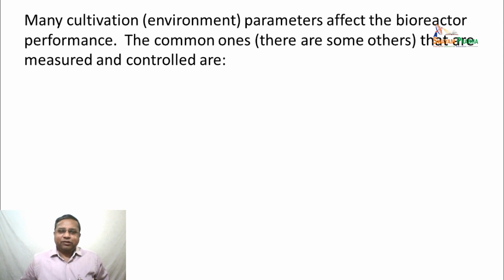The cultivation parameters are also called the bioreactor environment parameters. We said that the cells are the actual factories that produce the product in the bioreactor. Therefore, the parameters that affect the cellular environment, the environment of the cells in the bioreactor, are called environmental parameters or cultivation parameters. There are many cultivation parameters that one can think of. We will look at some common ones now. They are actually measured and controlled, as we mentioned just before.